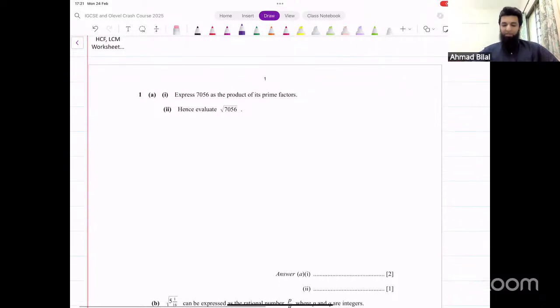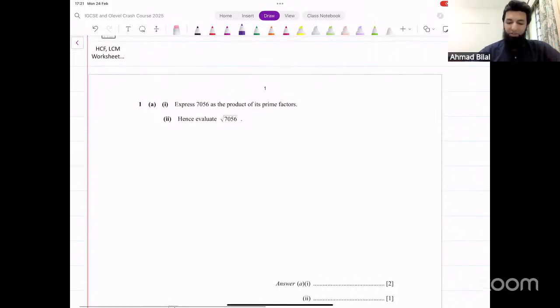Okay, so let's do this one first, in which we have to evaluate a square root as well. Sometimes they want you to evaluate square roots, cube roots using prime factorization as well. So how do we start with this? They first of all want us to express 7056 as the product of its prime factors. Okay, now how do we do this?